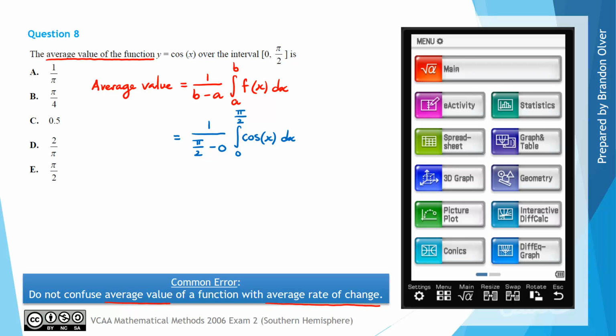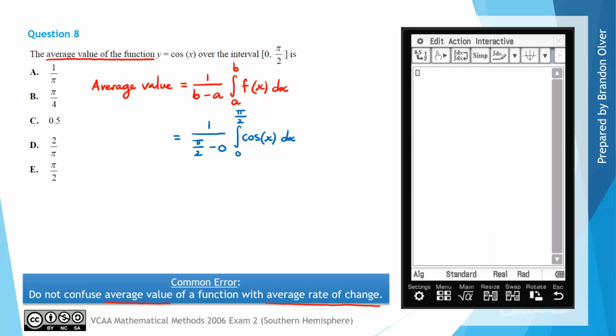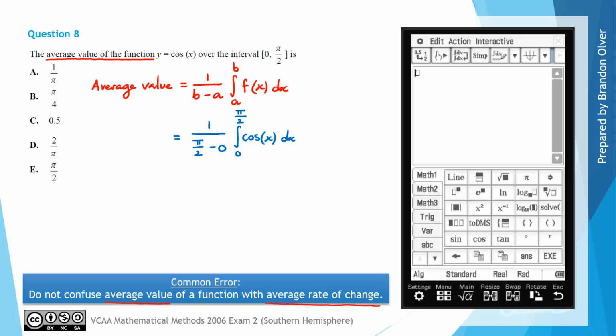On the CAS calculator, go into the main menu. Next, by hitting the keyboard button, bring up the soft keypad, and we want to start by entering the fraction 1 divided by the fraction of pi on 2 subtract 0, so just be really careful that you enter that correctly. And then we want to multiply that by the integral in Math 2 between 0 and pi on 2. So again, make sure you're entering all of this carefully onto the calculator.